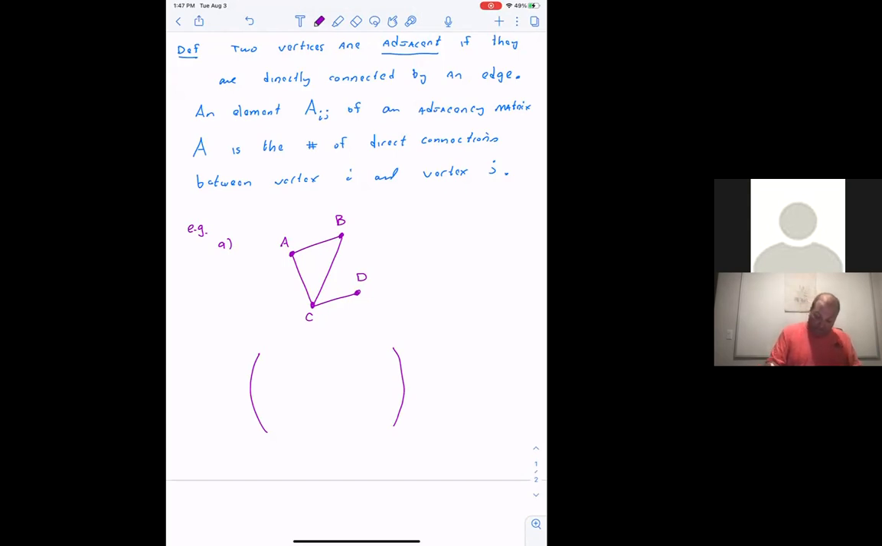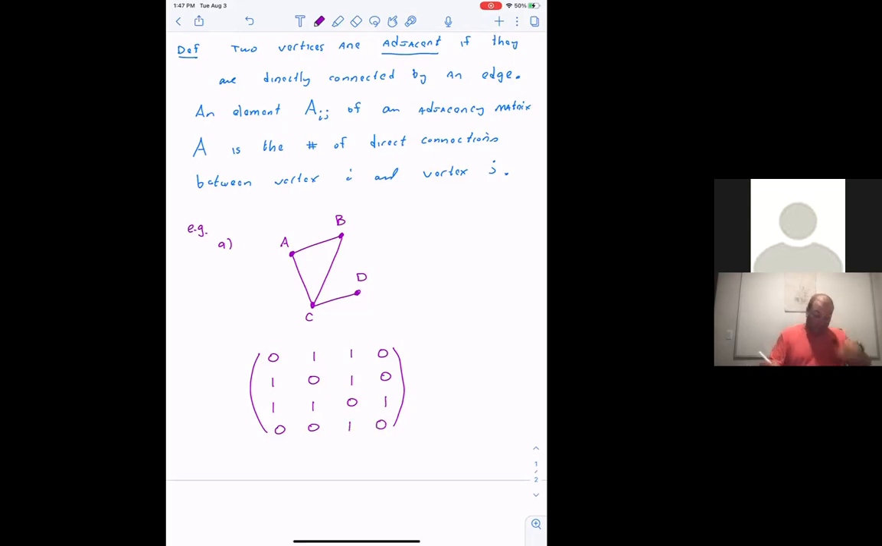So does A connect to A directly? No. Does A connect to B directly? Yes, once. Does A connect to C directly? Yes, once. How about A to D? No. We have to have symmetry along the main diagonal, so that one has to be a 1. B does not connect to B. B does connect to C, but not to D. C does not connect to C, but it does to D once. And then we have to have symmetry along the main diagonal, and D does not connect to D.